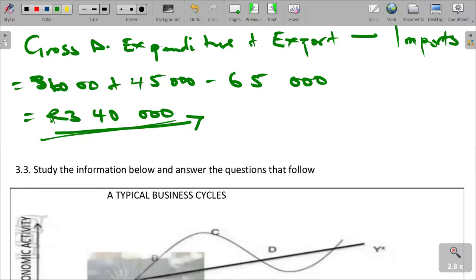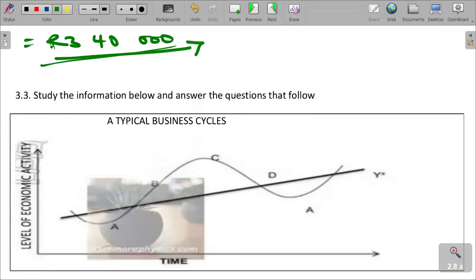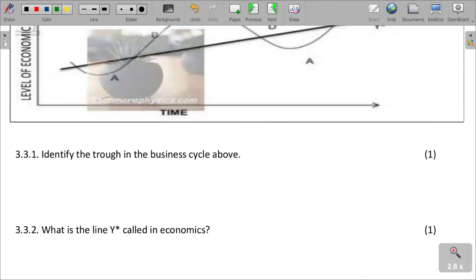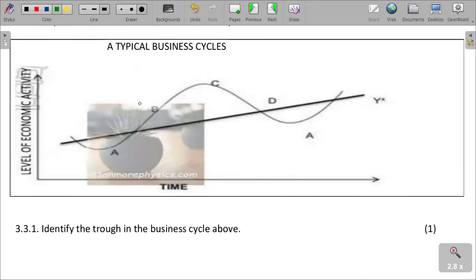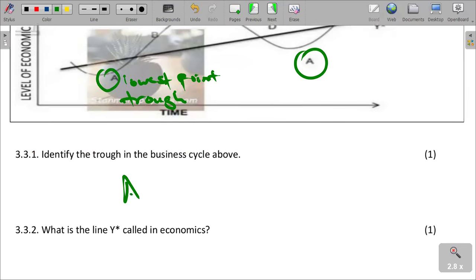And then the question below, answer the questions. The question is saying identify the trough in the business cycle above. The trough is the lowest point of a business cycle. So the lowest point of a business cycle, we have got A. A marks the lowest point.